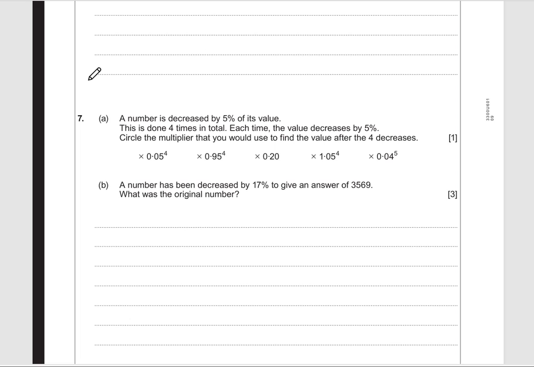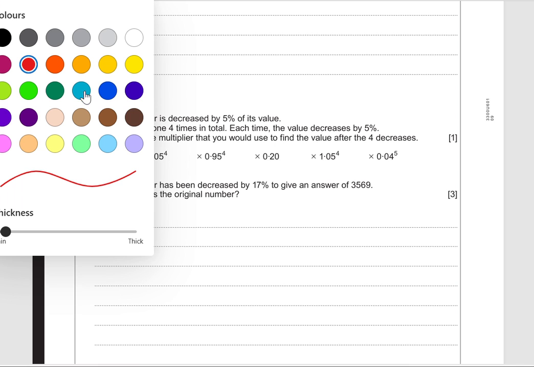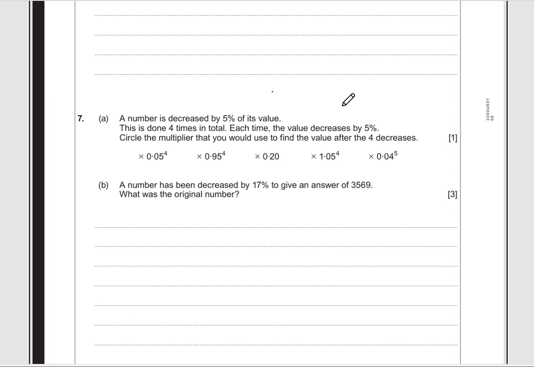Question 7. A number is decreased by 5% of its value. This is done 4 times in total. Each time the value decreases by 5%. Circle the multiplier that you would use to find the value after the 4 decreases. Okay, so we're going to start with 100%. We're going to decrease it by 5%. That leaves us with 95%. As a decimal, that is going to be 0.95. And we're going to do it 4 times. So multiplying by 0.95 four times is going to give us this multiplier.